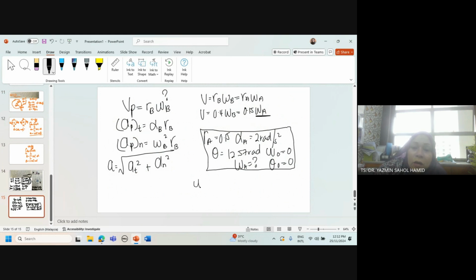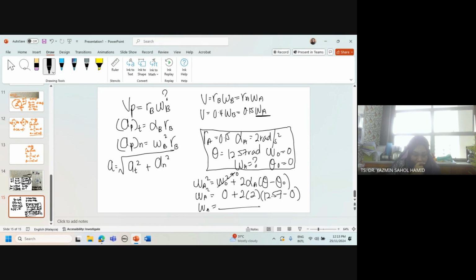So formula ketiga adalah omega A square equals to omega naught square plus 2 alpha A S pula dah. Theta minus theta naught. Okay, so omega naught ialah kosong sebab ni kosong. Campur 2 alpha A adalah 2. Theta adalah 12.57 tolak kosong. Dekat sini kita boleh dapat omega A. So tolong dapatkan omega A.